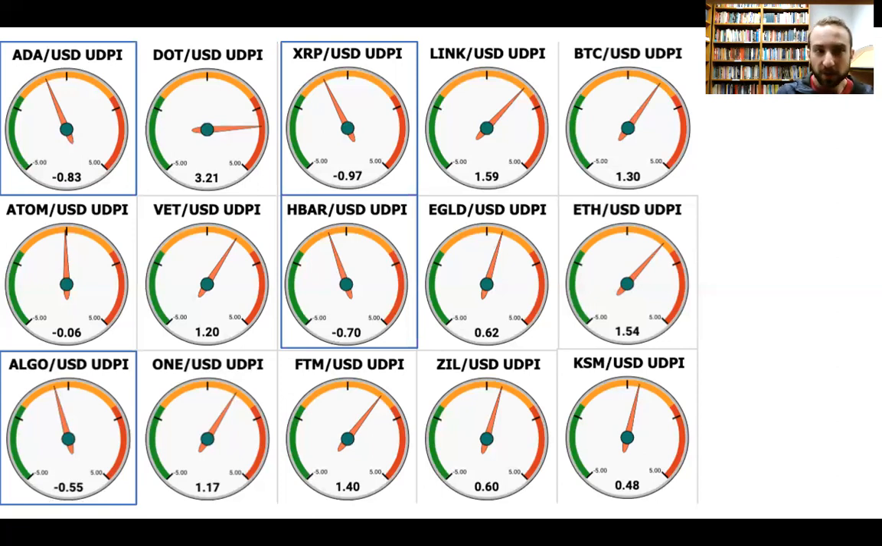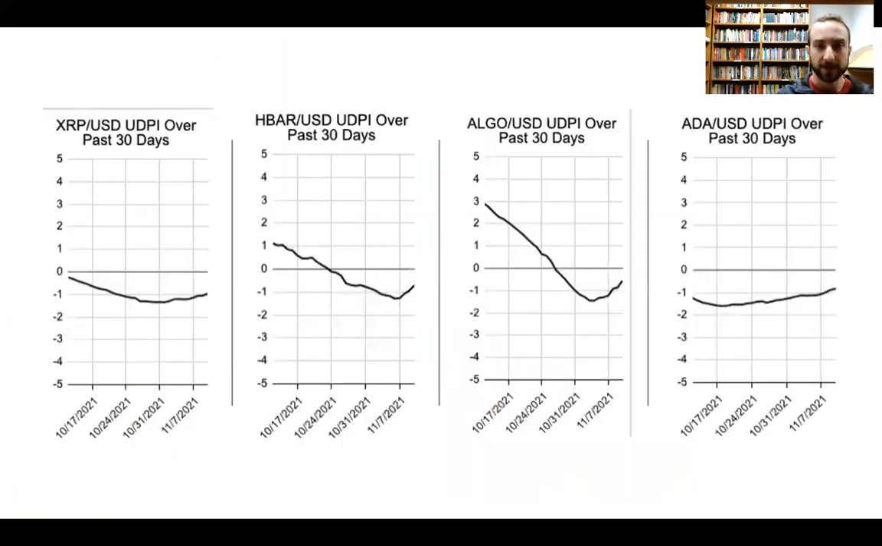But now I want to show you something that you can do with the UDPI that's kind of next level stuff here. In addition to what we've been doing in previous videos, now that we've identified these as relatively low risk, we can actually look at their charts. And so I'm going to pull up simple charts that just show you the last month of the UDPI readings for these 4 assets. And so here is that. We've got XRP on the left, HBAR, ALGO, and then on the right, we have ADA. And we're looking at the last 30 days of the UDPI for these 4 assets.